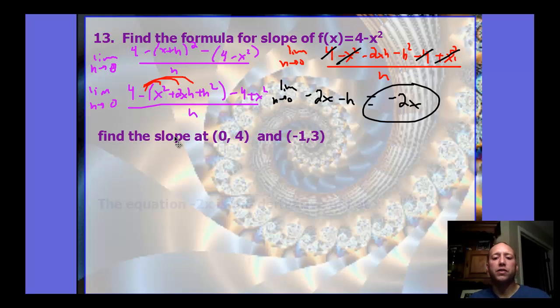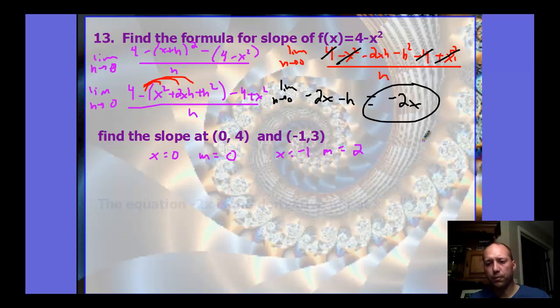So now we can find the slope at 0, 4, and let's find the slope at negative 1, 3. So there's two different questions here. If x equals 0, then the slope m, just plug 0 in there, you get 0. At x equals negative 1, then the slope is going to be 2. And so we can find the different slope values at different x values.